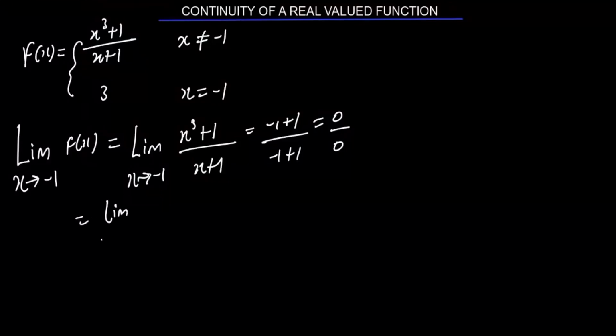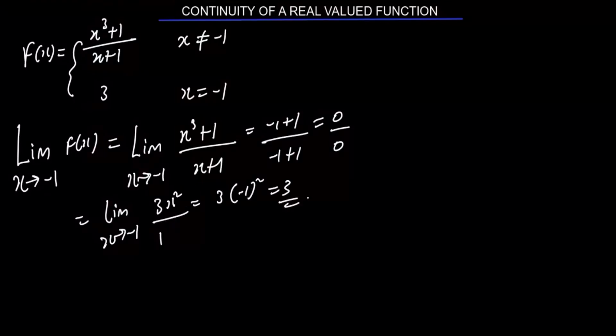So I have the limit as x tends to -1. What will I have here? If I differentiate each of the terms, the numerator gives 3x squared and the denominator gives 1. So substituting, we have 3 times (-1) squared, and my answer is equal to 3. It means that after evaluating the limit, I got 3.